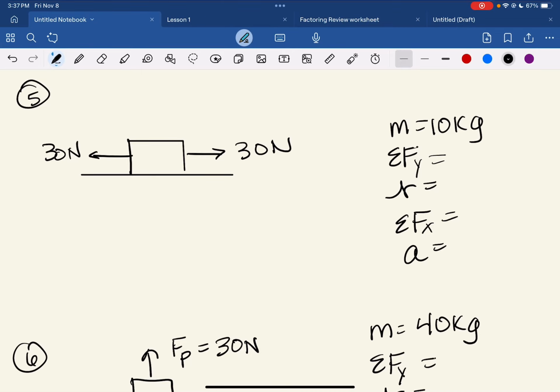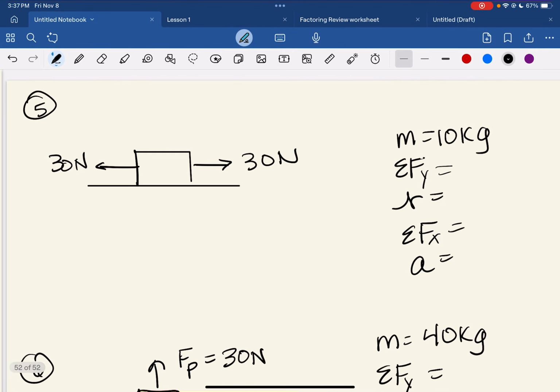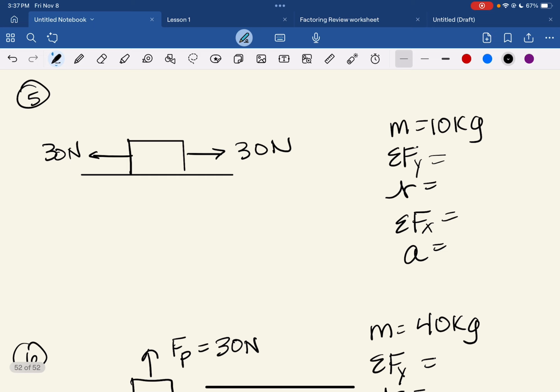We are on the back of the first page, so we're going to take a look at the next three. At the top of that back page, you have 30 newtons going to the right, 30 newtons going to the left. So we have a 10 kilogram object. Let's go ahead and take a look at the other forces. We have mg going down, and we have a normal force going upward.